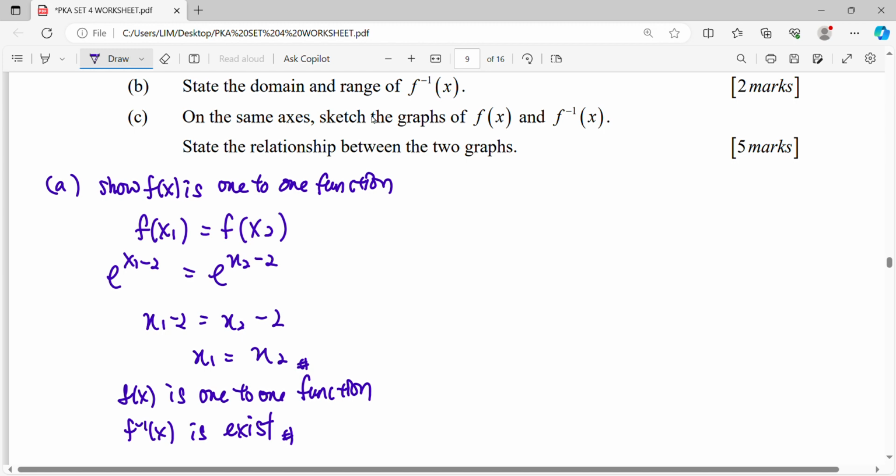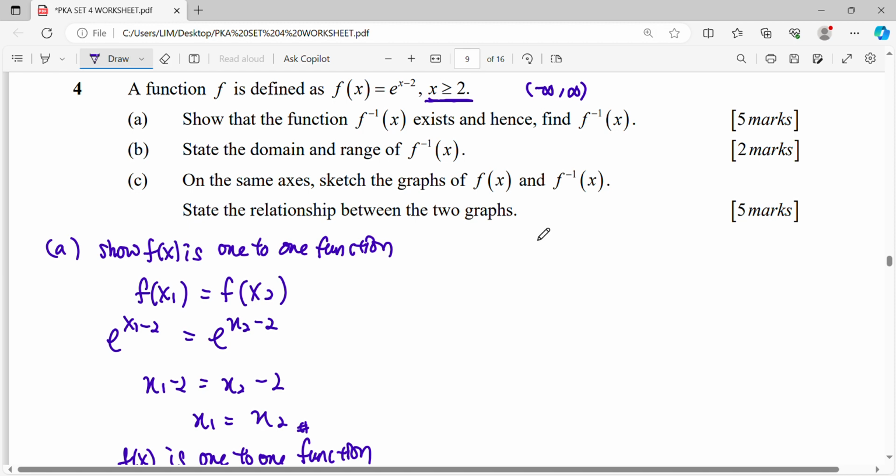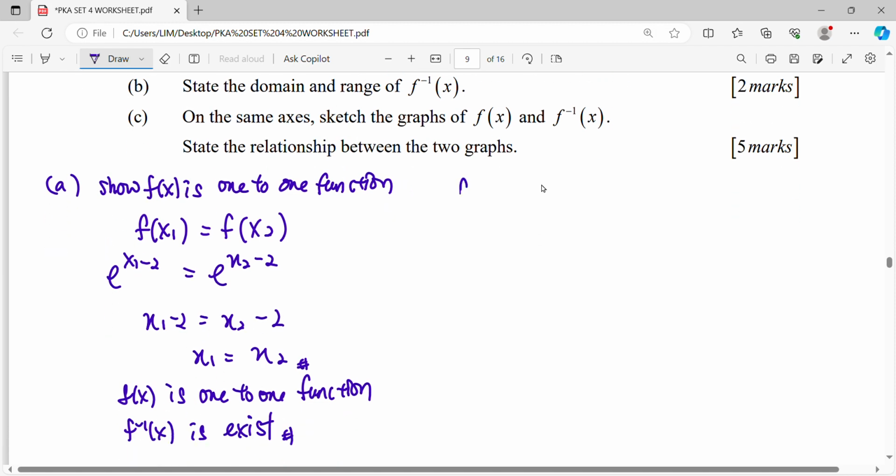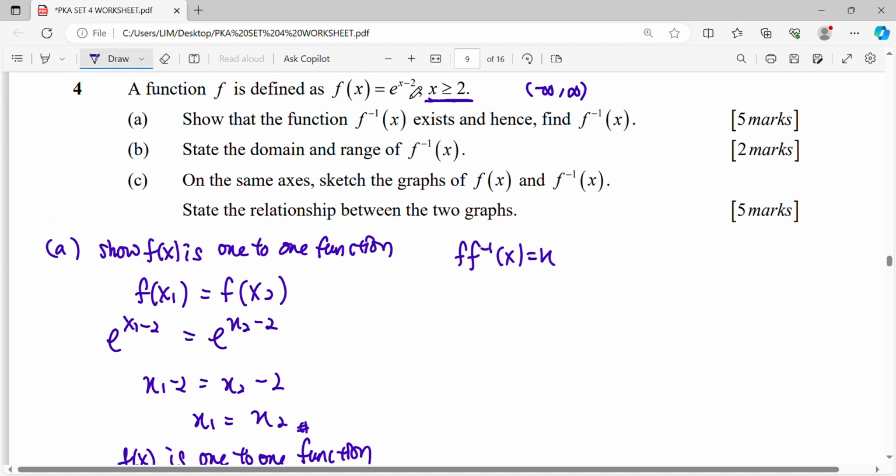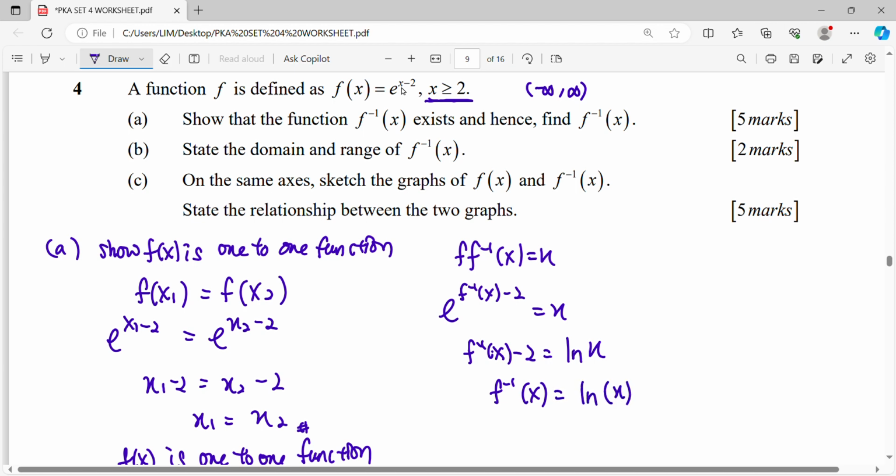Then you have to find your f inverse. Using the composite method, f of f inverse is supposed to equal x. So substitute f inverse into the function, where the x here will be substituted by f inverse. It will be e to the power of f inverse minus 2. We simplify to get f inverse. Move the exponential to the right hand side, and we get log to the base e, so ln. Then f inverse will be ln x, and when we move the 2, we get plus 2.